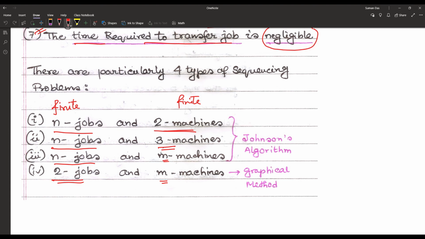To solve these job sequencing problems, the first 3 types use one algorithm, known as Johnson's algorithm. But for the final one, when 2 jobs and m machines have to be solved, we use the graphical method. So we will proceed to the first one, n jobs and 2 machines using Johnson's algorithm, in the next video.